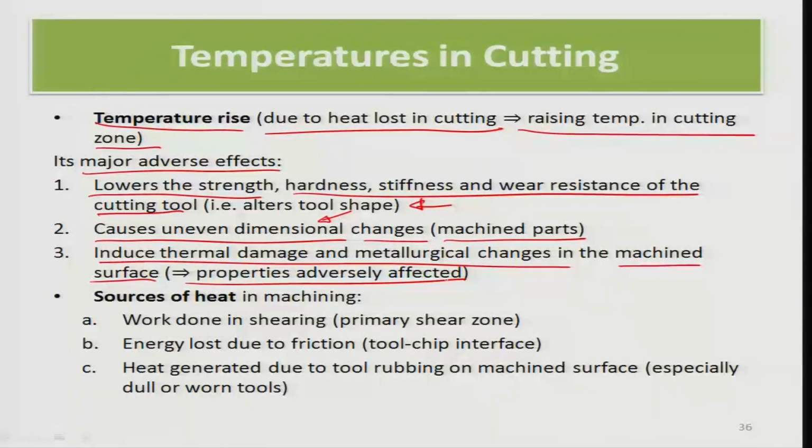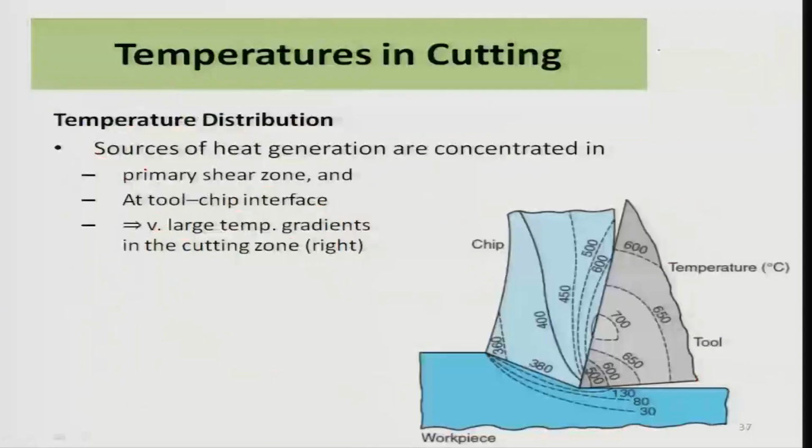And the sources of heat in machining are really the primary shear zone, the tool-chip interface, and the tool rubbing on the machined surface, particularly with tools which are worn out or do not have high sharpness. So, this is a recall of what we had also seen earlier in terms of a model, of what impact the temperature rise would have on the machined surface in question.